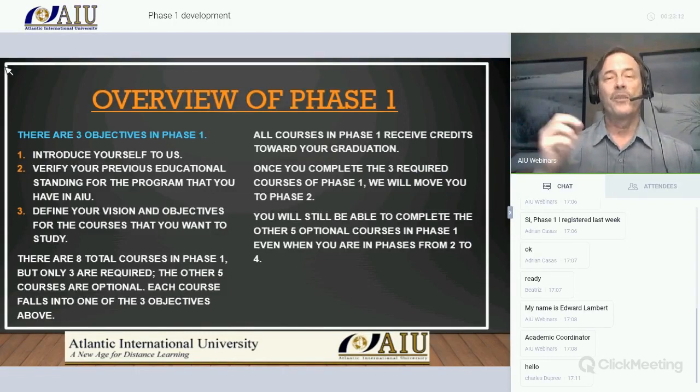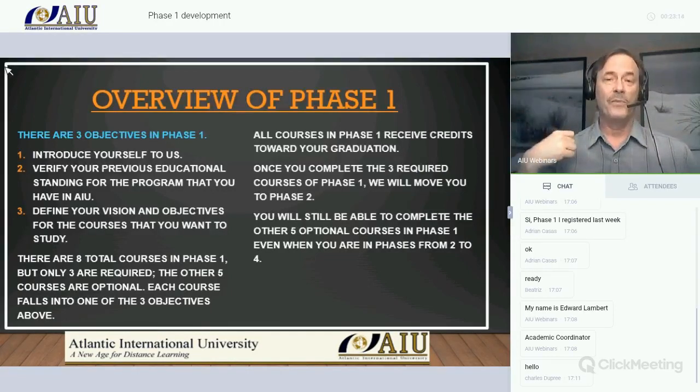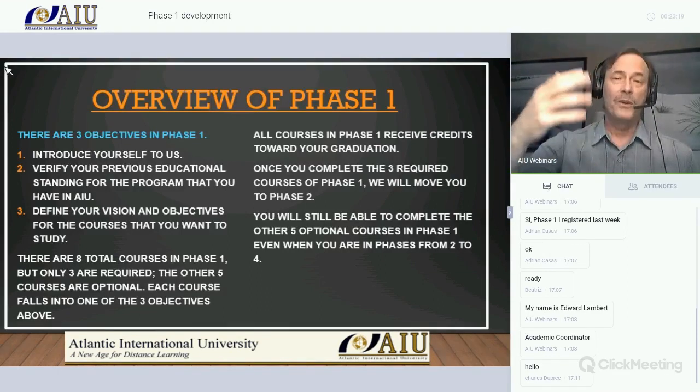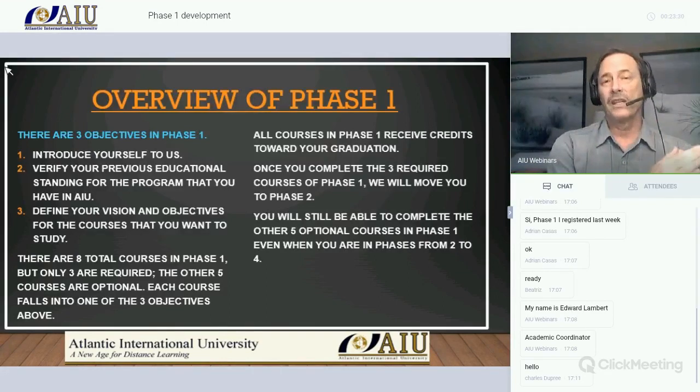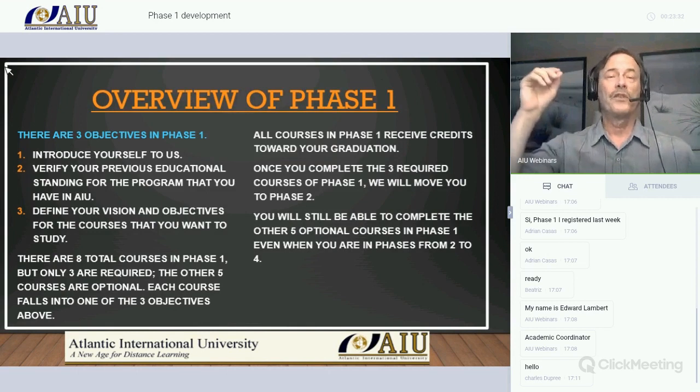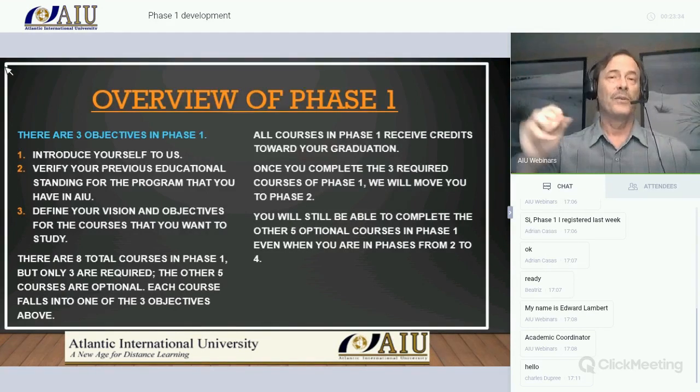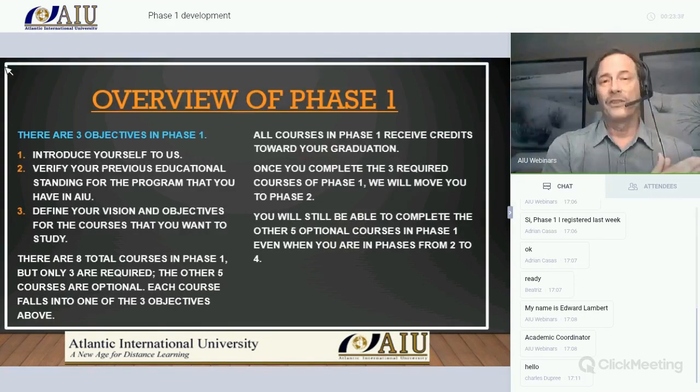And you'll also verify your previous educational standing for the program that you have in AIU. So in phase 1, you're going to upload and submit a document of the certificate or diploma that allows you to study your program. So for example, if you have a bachelor's, you'll need to submit a high school diploma. If you're doing a master's degree in AIU, we'll need to see a copy of your bachelor's diploma or degree. So that's part of laying the foundation and verifying your studies at AIU.